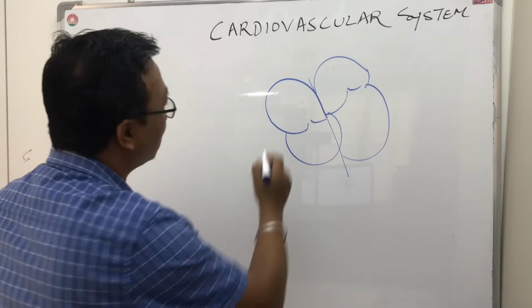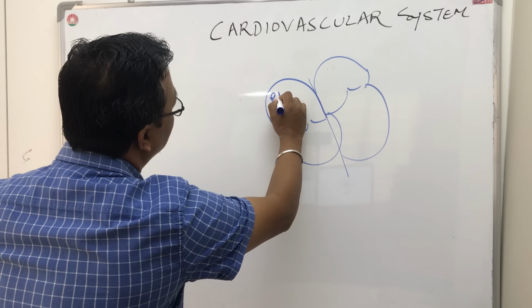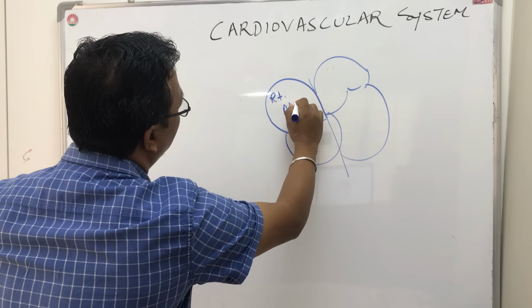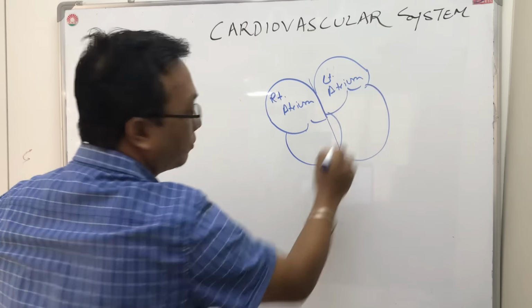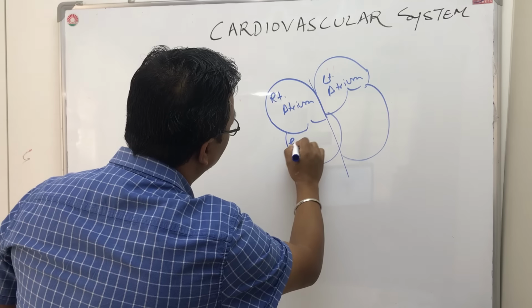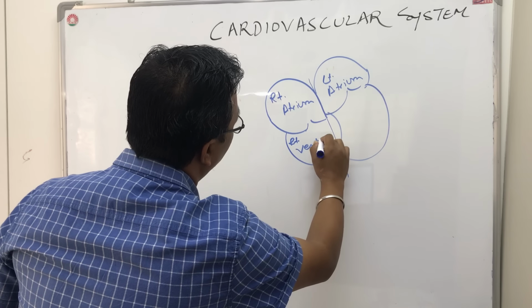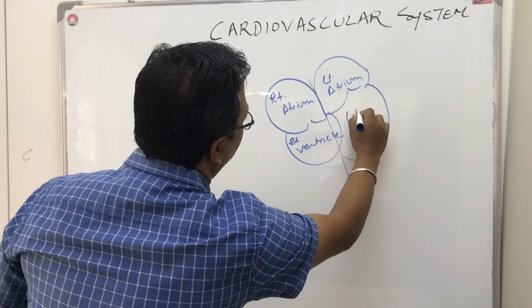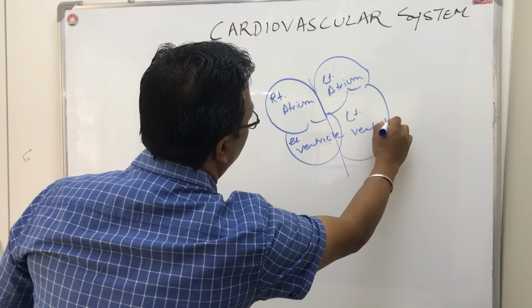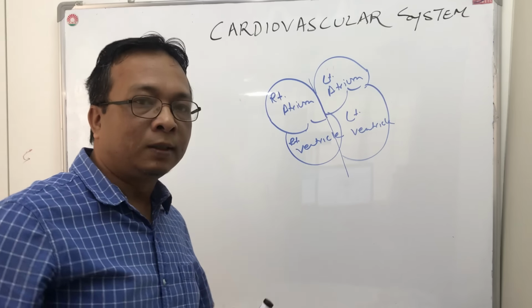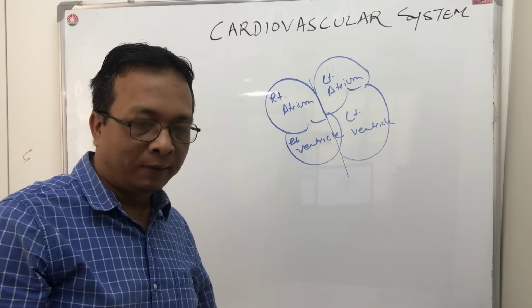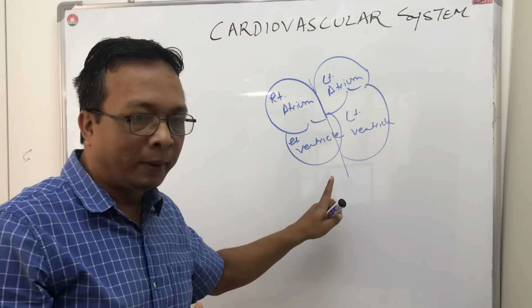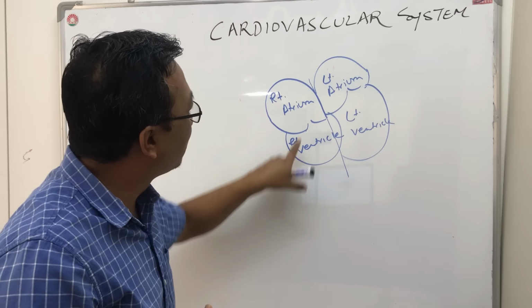What are the 4 chambers? The 4 chambers are right atrium, left atrium, right ventricle, and left ventricle. So the heart is composed of 2 atria and 2 ventricles.